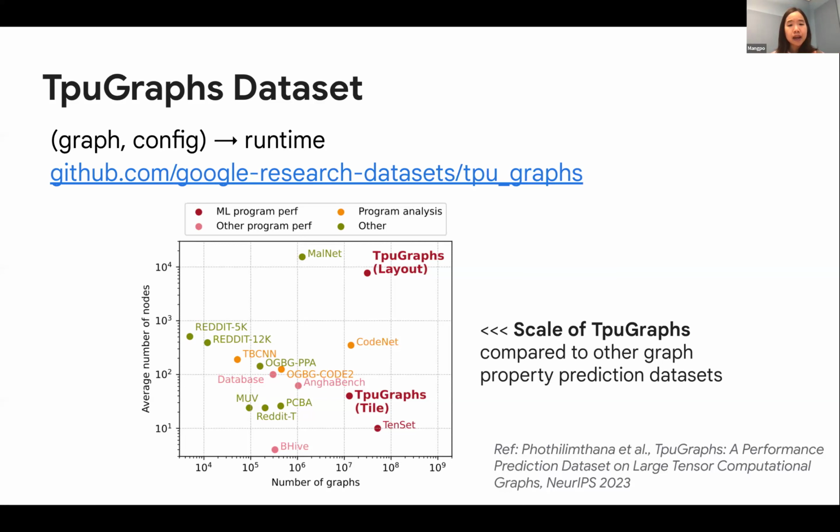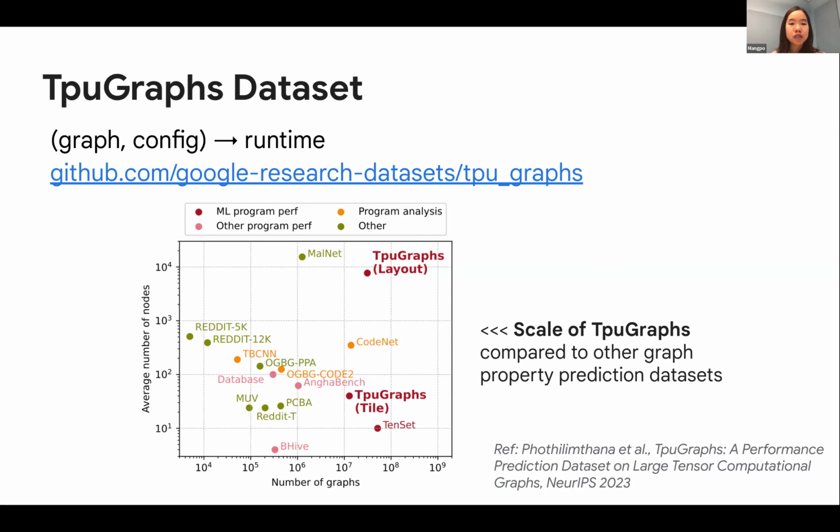And you can see that our data set called TPU graph is quite large in both axes in terms of number of graphs and number of nodes per graph. So we thought that, hey, it would be very interesting to actually release this data set publicly so that other people and researchers can have access to this quite unique data set. So that's what we do.